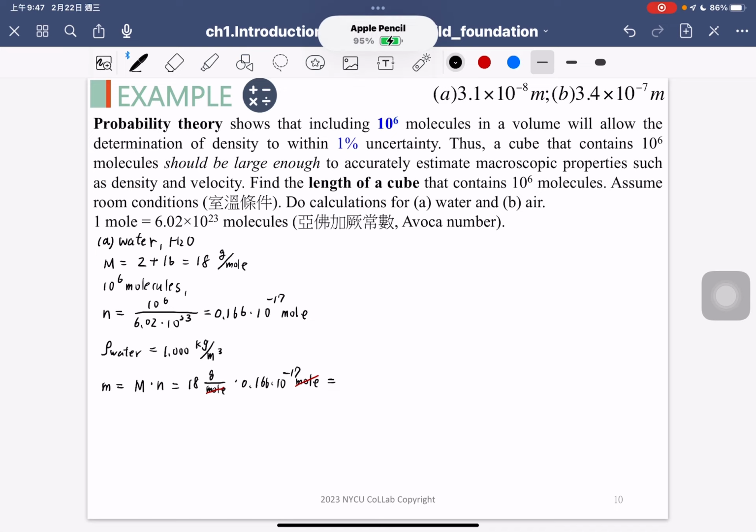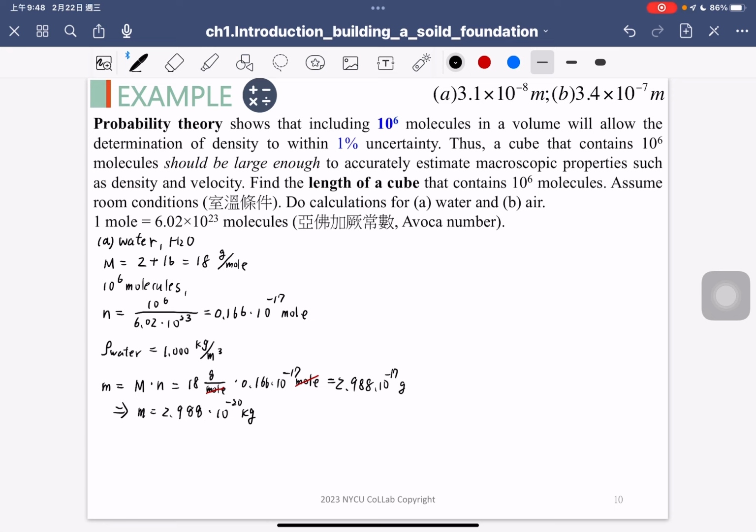So using the calculator, 18 multiplied by 0.166 equals 2.988 times 10 to the minus 7 grams. But in our density calculation, the unit we need is kilogram. So we should convert grams to kilograms. After the conversion, the mass is 2.988 times 10 to the minus 20 kg. So right now we already have the mass, but what's the unknown parameter?